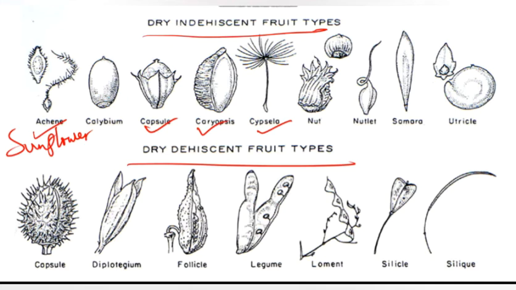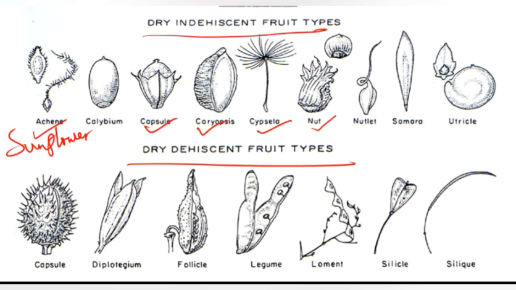Okay, we also have nuts. Nuts are also one-seeded. Apart from being one-seeded, their pericarp is always hard and tough. Because of the hard nature of their pericarp, they are unable to split to release their seed. Cashew nut is a typical example.